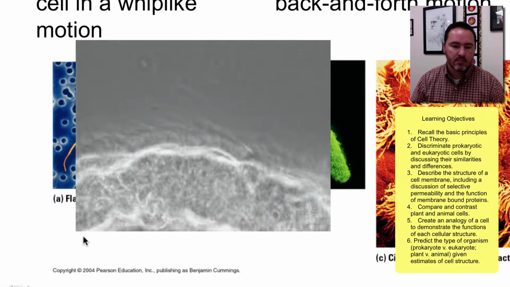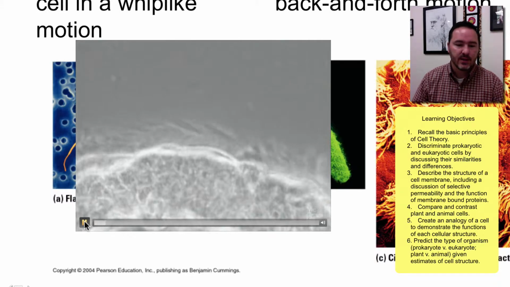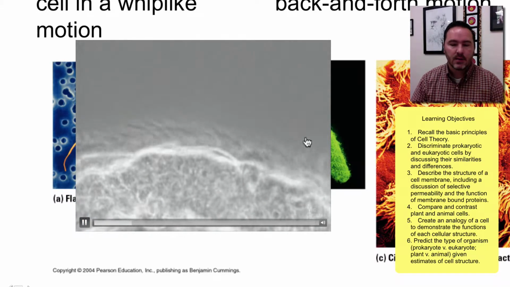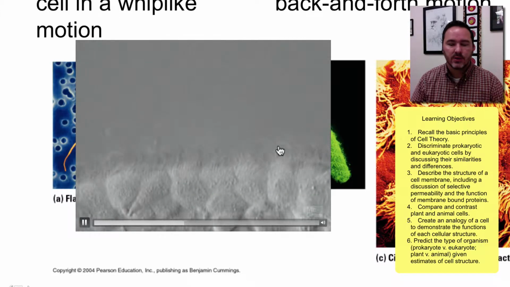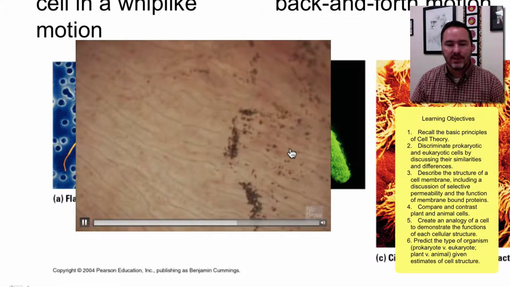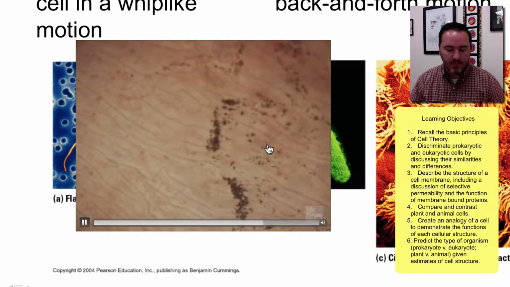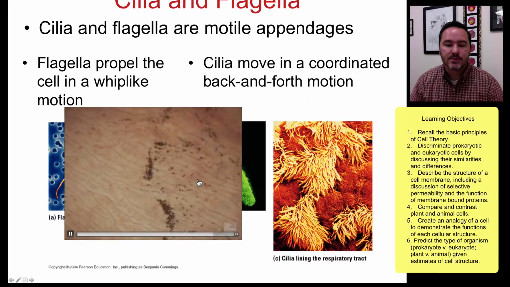So here's a quick movie of some cilia that are moving, and you can see how they're beating. And that beating then causes a movement of the liquid. And so you can imagine how this might be used to move things down or up the inside linings of organisms.